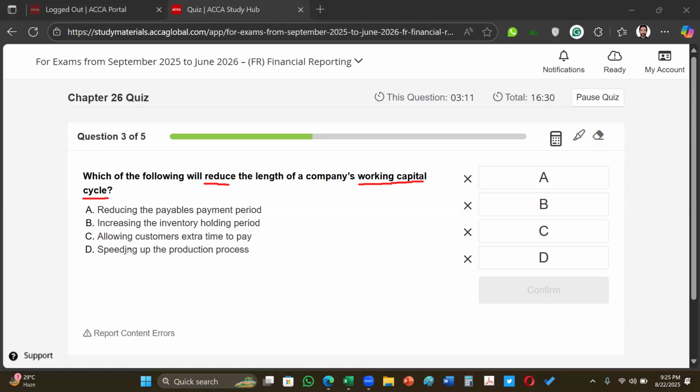The last one, speeding up the production process. If your production process is fast, it means that your inventory will be available quickly. You're going to have less time converting the raw materials to work in progress to finished products. And if this is the case, this is going to reduce your inventory holding period. So option D is the correct answer. Okay.